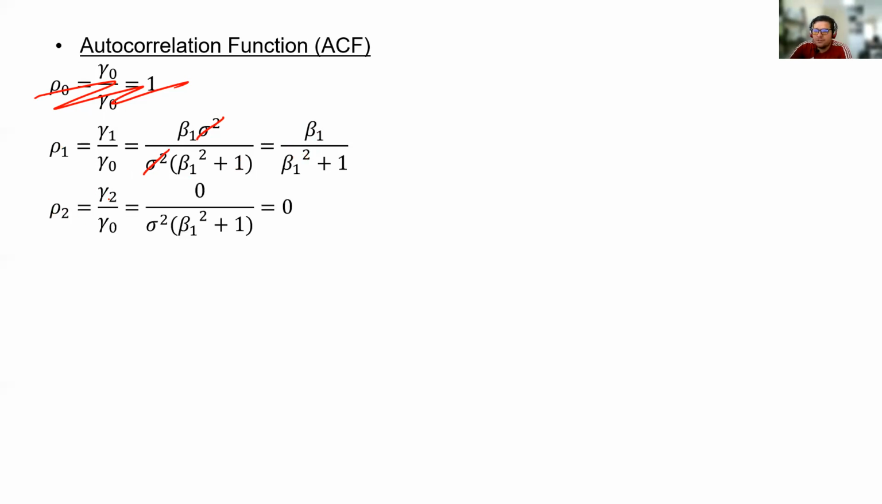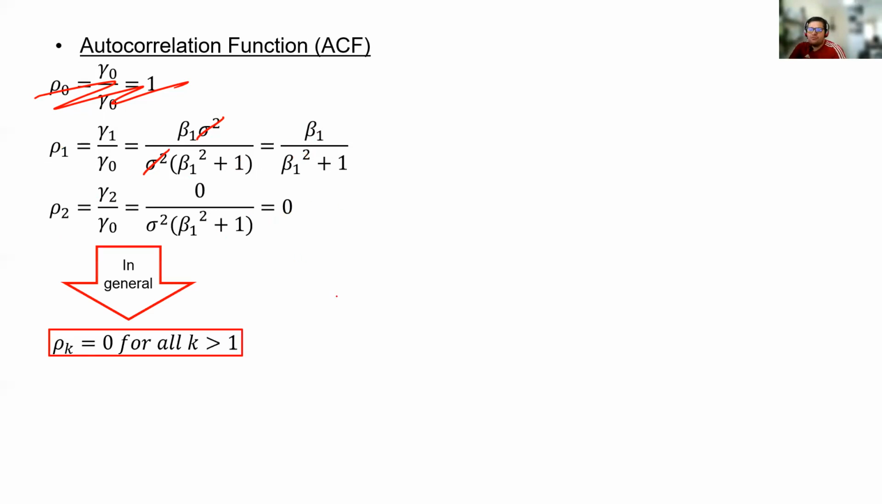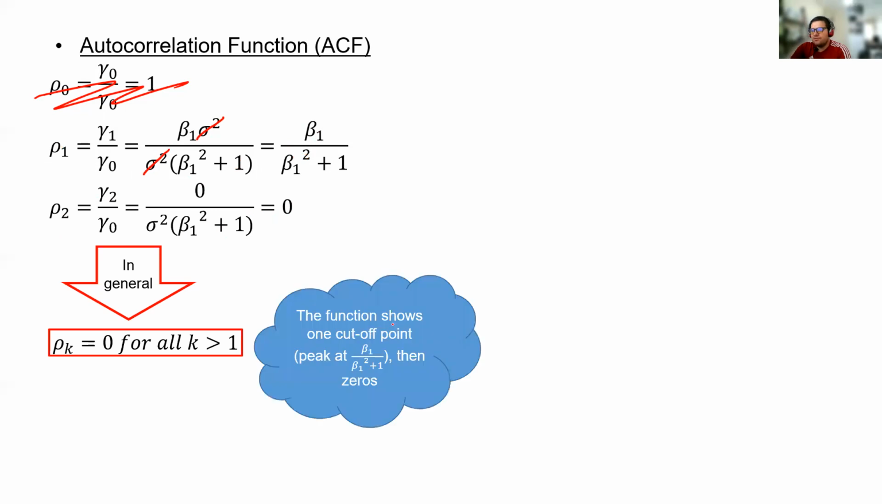For rho 2 onwards, we'll be replacing gamma 2 and so on. It will be equal to 0. Therefore, rho 2 will be equal to 0. So in general, all future rhos further than rho 2 will be equal to 0.